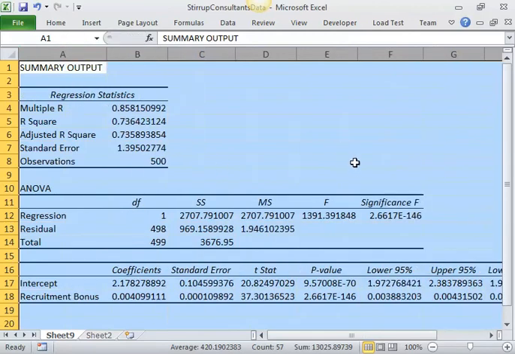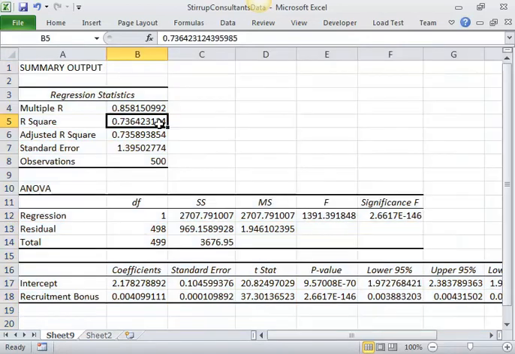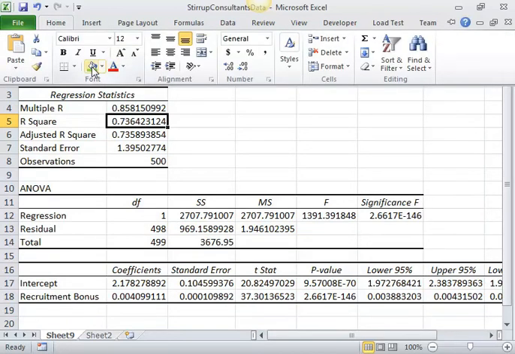Now we have our regression data, and it's a lot of information. Let's take a look at the key pieces that we need to know. The first thing that we're going to look at is the R squared. The R squared represents the percentage of the variation in the data that's accounted for by the equation that will come out of this regression. So what we're saying here is this regression represents 73% of the variation in the data, which is pretty good.